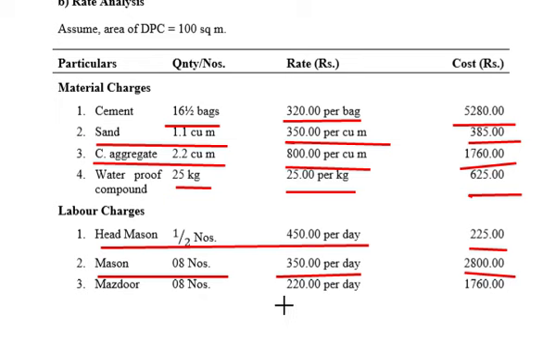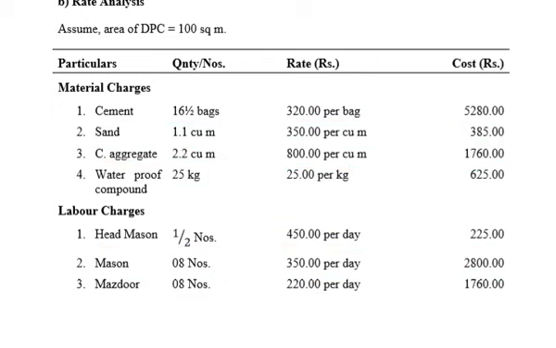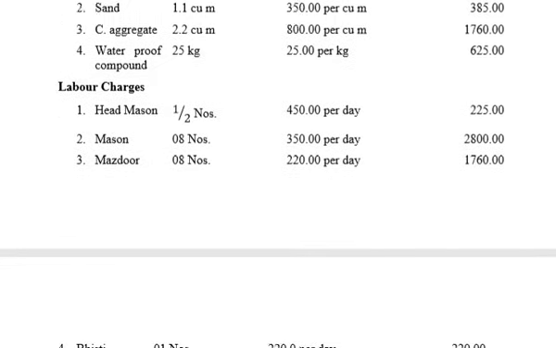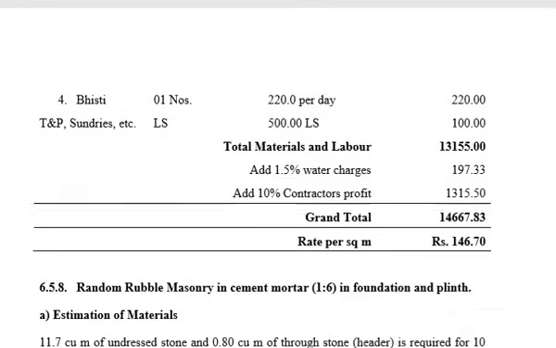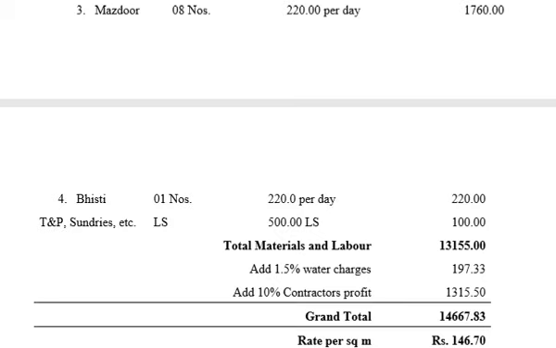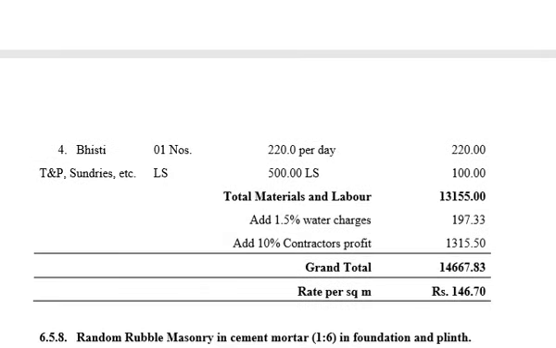Sand, 1.10 cubic meter at 350 per cubic meter, that is 385, sorry. Coarse aggregate 2.20 cubic meter, 800 per cubic meter is the cost. So the total cost is 1760. Waterproofing 25 kg, cost is 25 per kg, that will be 625. Now estimation for the labor charges.